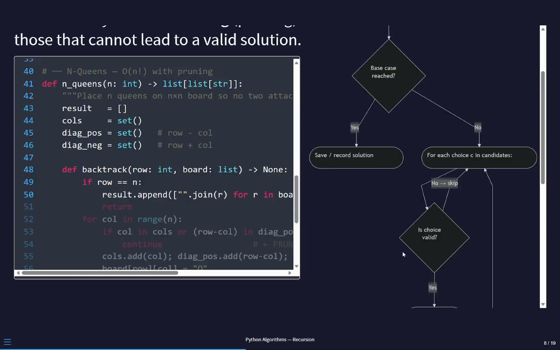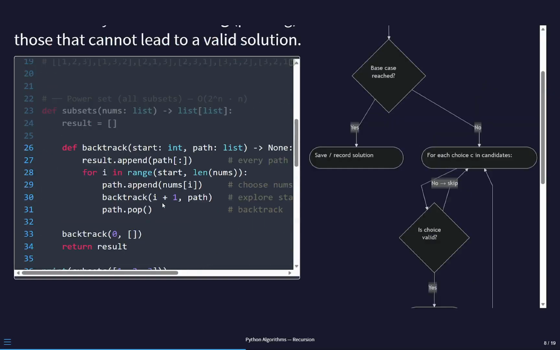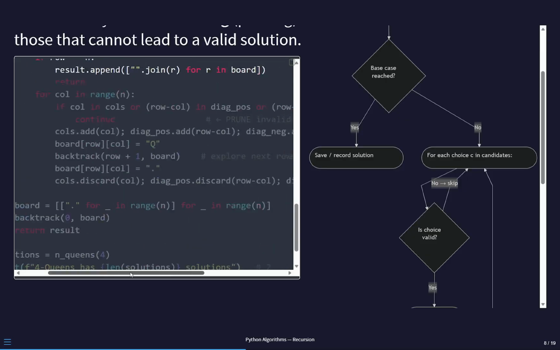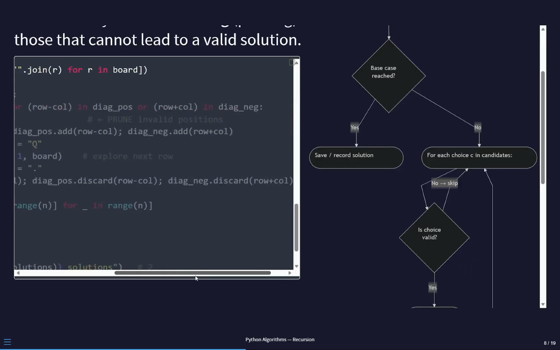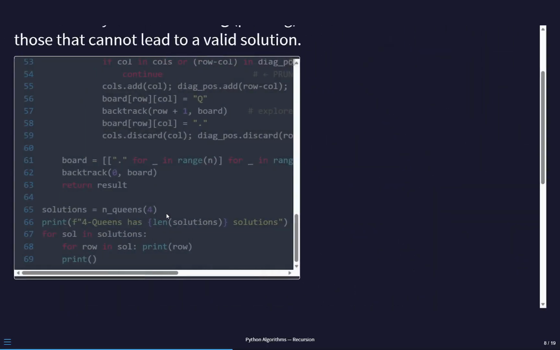N-queens is the classic constraint satisfaction backtracking problem. We place 1 queen per row, and for each column choice we check 3 constraints. No other queen in the same column. No other queen on the positive diagonal: row minus col constant. No other queen on the negative diagonal: row plus col constant. Each constraint is a set, O(1) lookup. Failed constraints immediately prune the branch.